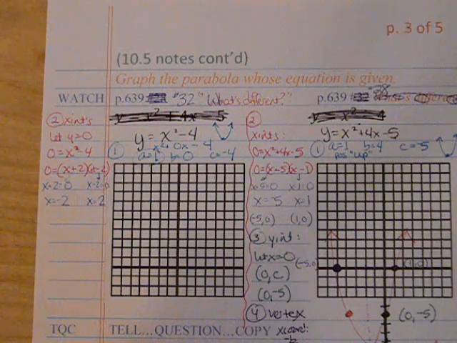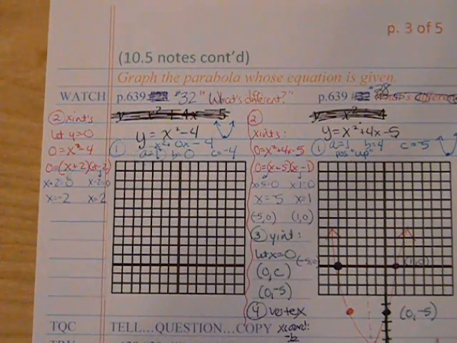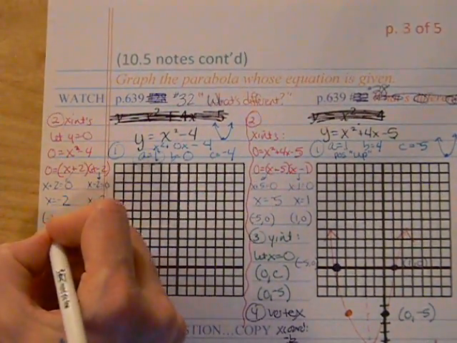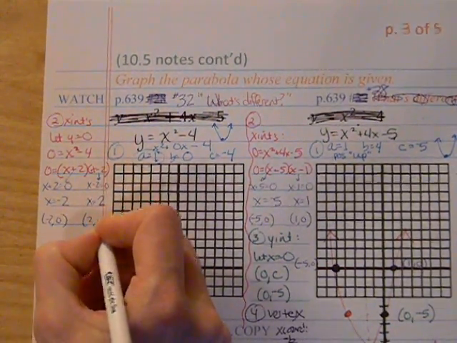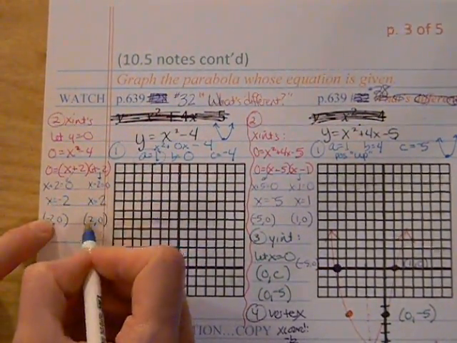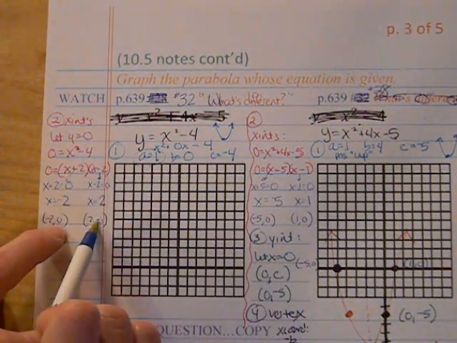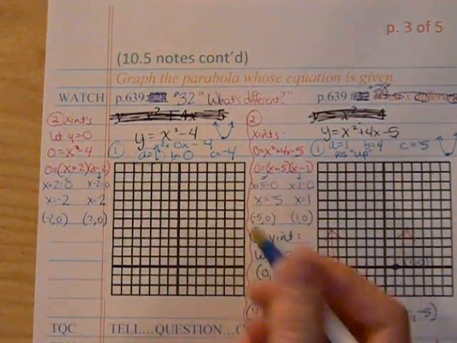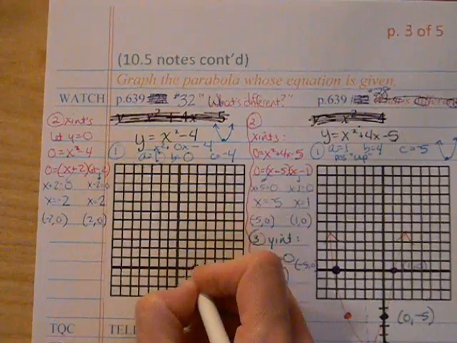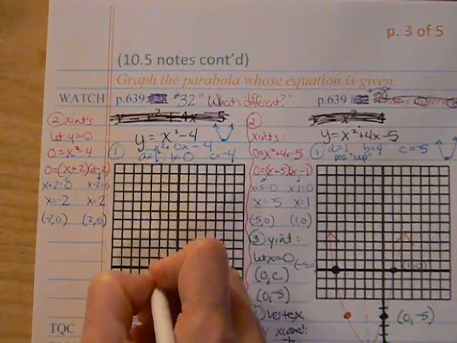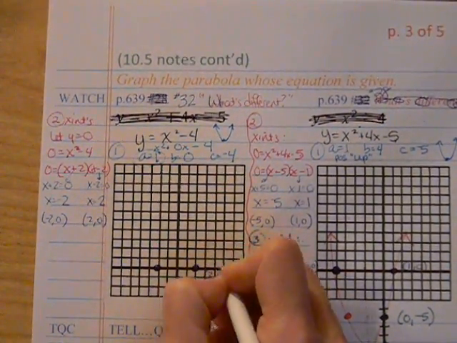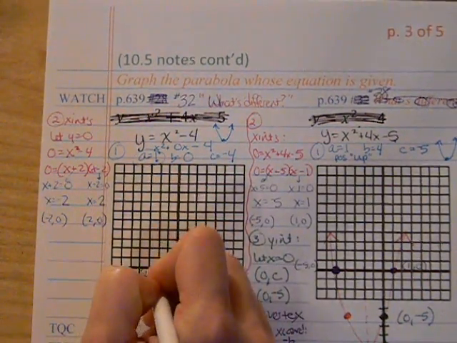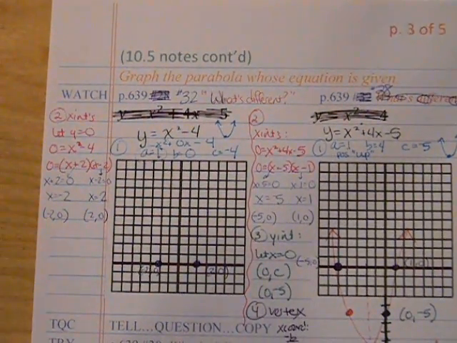So my two x-intercepts are going to be the points negative 2, 0, and 2, 0. So my x solutions, and we started with y equal to 0, so that's where those y's are. So I'll start the graph off here at 2, 0, and negative 2, 0.